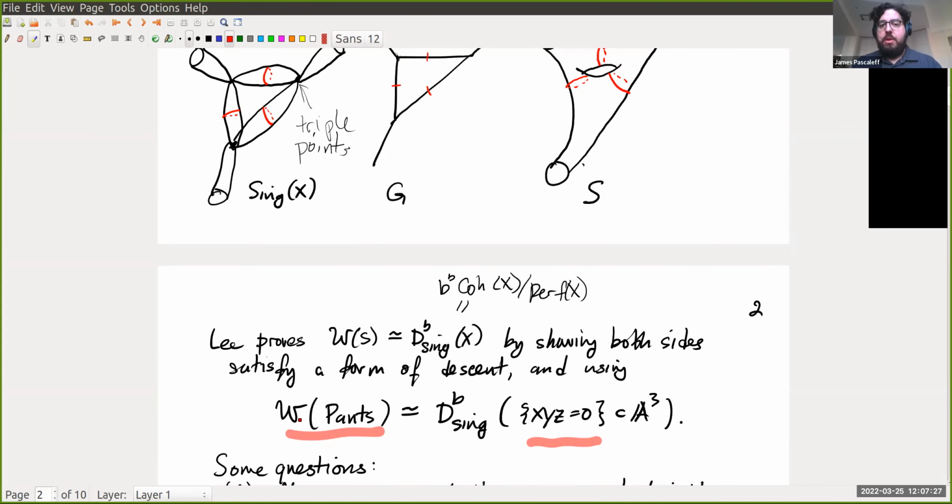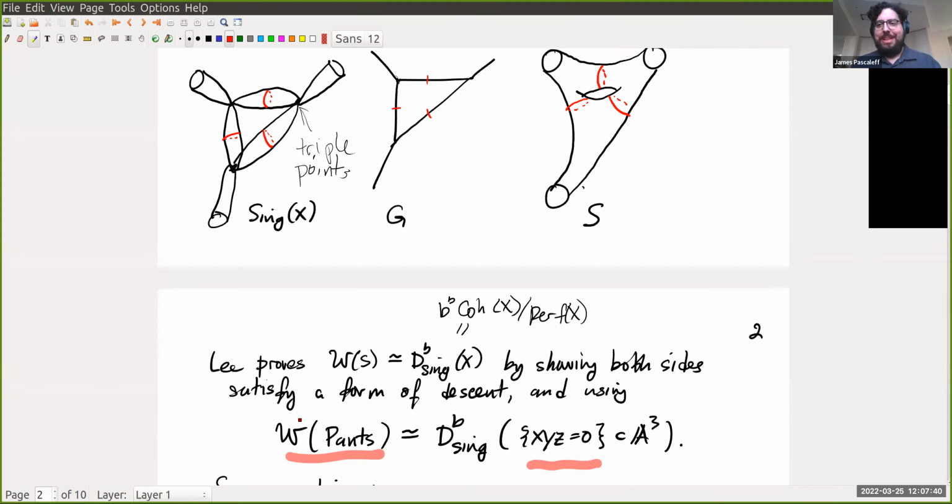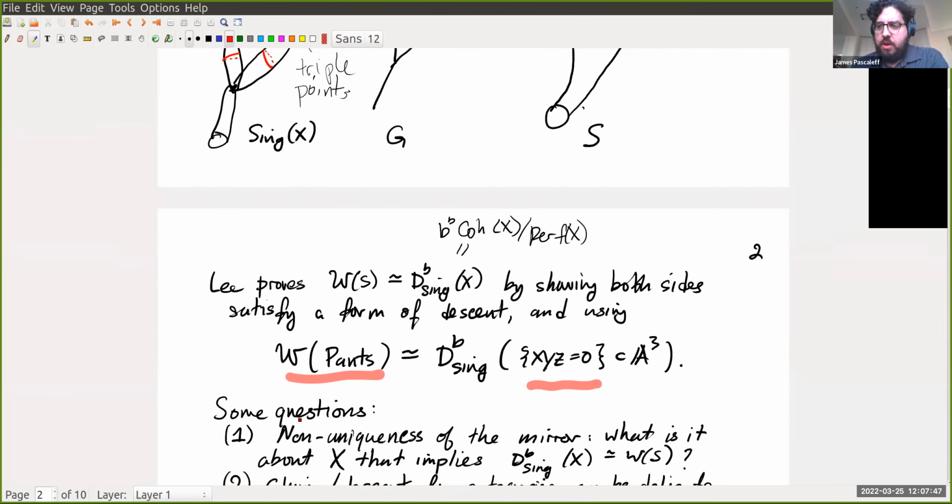And then you recover mirror symmetry for the surface S being mirrored to X, or to the singularity category of X. So that's wonderful. It's a wonderful theorem. Now, all right, so that's kind of a known thing. What do I want to talk about in this talk?